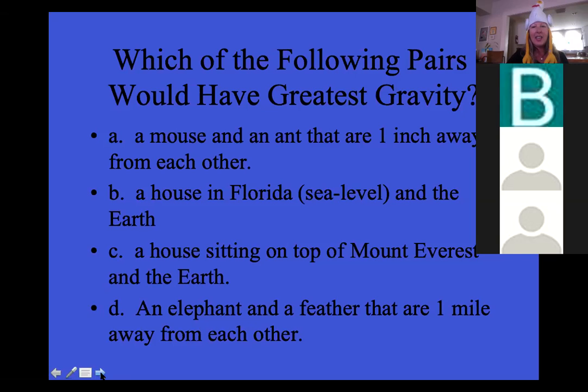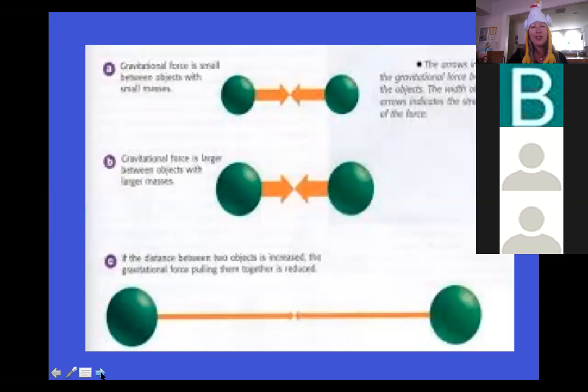All right, good. So hopefully you answered that on your notes. And then this is just another illustration showing that.